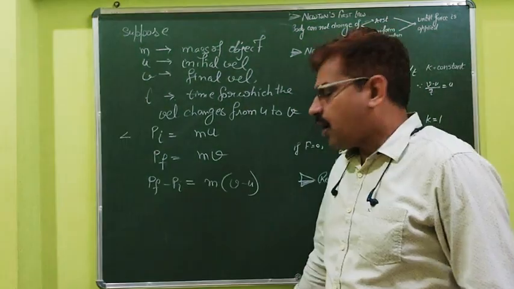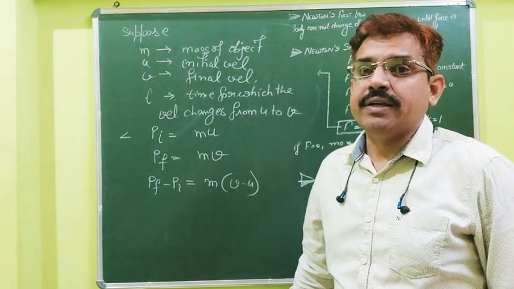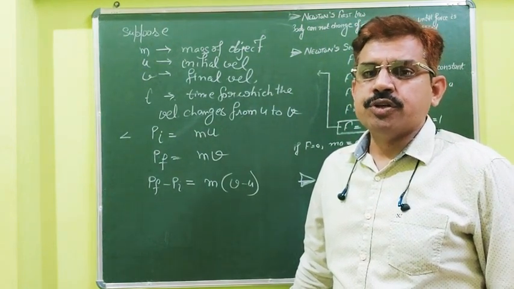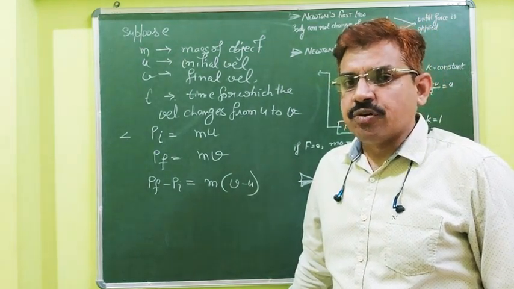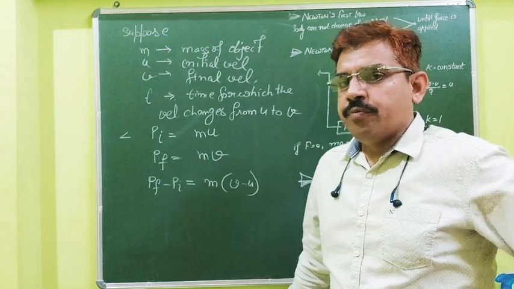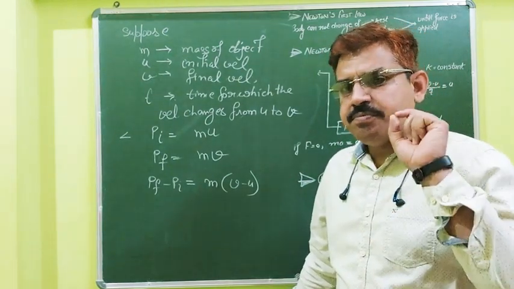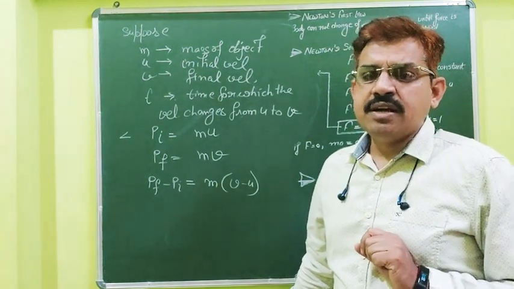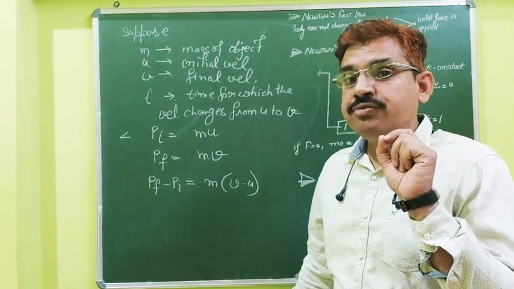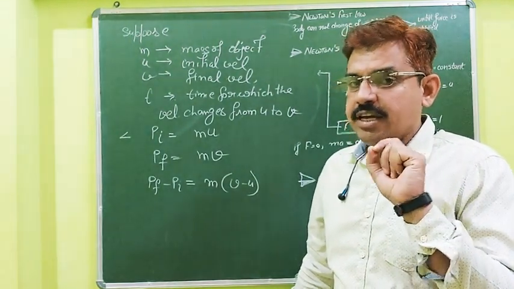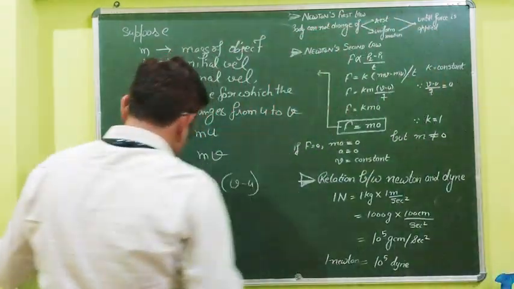According to Newton's second law of motion, the rate of change of momentum is directly proportional to the force, and the change takes place in the direction of the force. The important words are rate of change. Rate of change means some physical quantity is changing with time. That is the meaning of rate. Here the physical quantity is momentum, so momentum is changing with time.